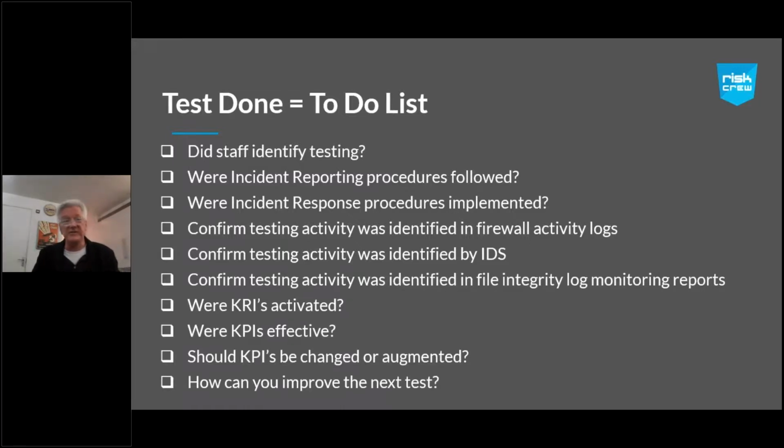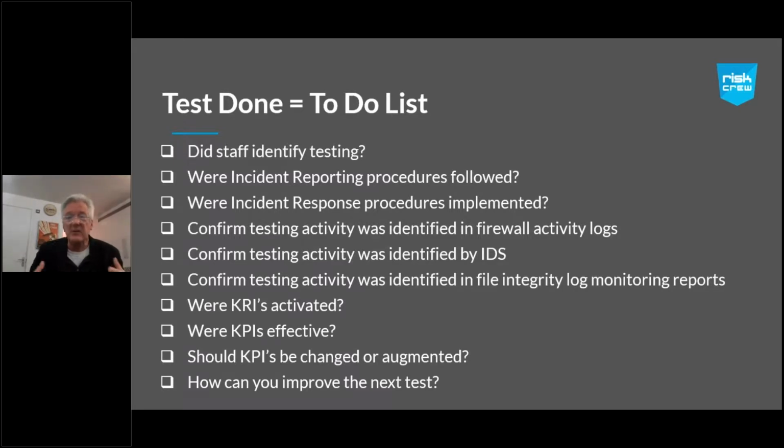Were response procedures implemented? Did anybody confirm the activity: this is what happened in our firewall logs, this is what happened in the IDS logs, this is what happened in our file integrity logs? Any KRIs, any key risk indicators that you use to identify risk, did they trigger and say, hey, somebody's trying to obtain privileges they shouldn't have? Were any control KPIs, key performance indicators, effective?